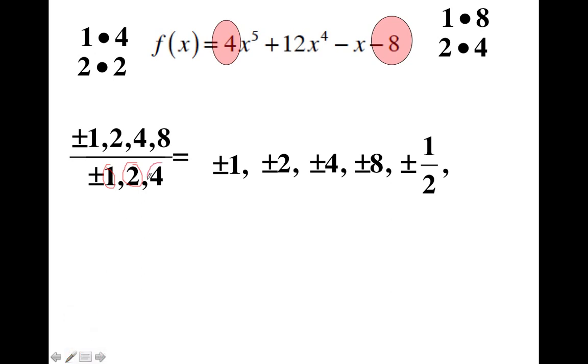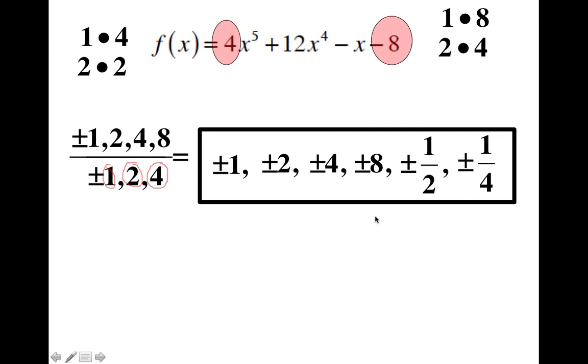Now we're going to divide all of the numbers on the top by 4. So 1 divided by 4 is 1/4. 2 divided by 4 is a half. We already have that. 4 divided by 4 is 1. And 8 divided by 4 is 2. So those are all of the possible roots of this polynomial.